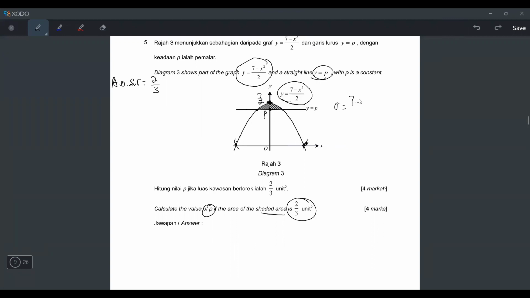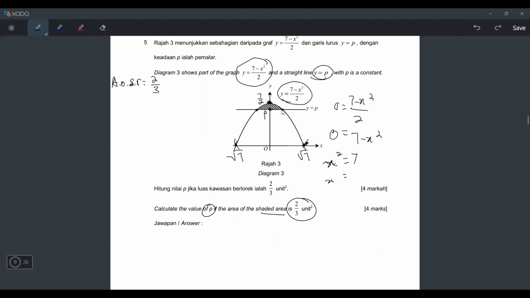So it will be 0 equals 7 minus x squared over 2. Then 0 times 2 is 0, so it's 0 equals 7 minus x squared, and then x squared equals 7, and then x equals square root 7. But square root 7 is an ugly answer, right? It means that this is square root 7 and this is negative square root 7. Okay. But I will not take the square root 7 because it's an ugly answer, right?